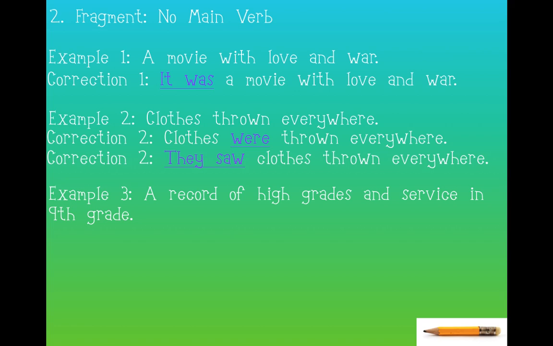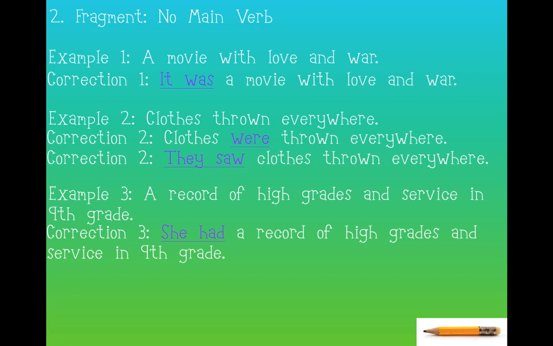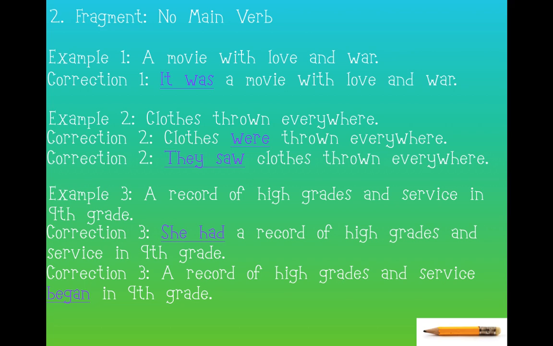Okay. Third example, a record of high grades in service in 9th grade. No verb. So here's correction. First correction, there's two different ones. So you can add, like we saw in the second correction of example number 2, the subject and the verb in the beginning. She had a record of high grades in service in 9th grade. So that's one way to do it. The second way to do it is by adding the verb into the sentence. So a record of high grades in service began in 9th grade. So you can do it one of two ways.